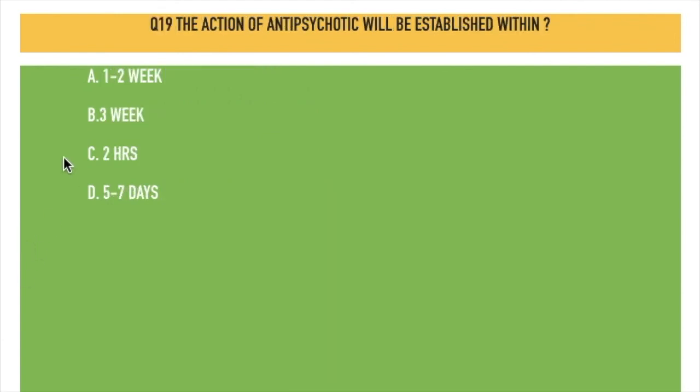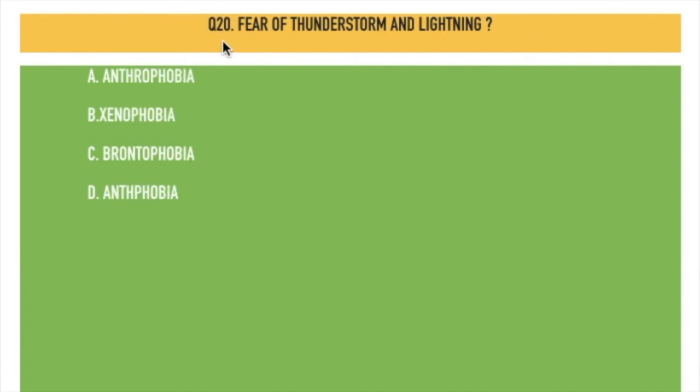That's question number 19. The action of antipsychotic will be established within A, 1 to 2 weeks, B, 3 weeks, C, 2 hours, and D, 5 to 7 days. The question is about antipsychotic drugs, not antidepressants. The action of antipsychotics will be established within option B, 3 weeks. And the next question is the 20th question.